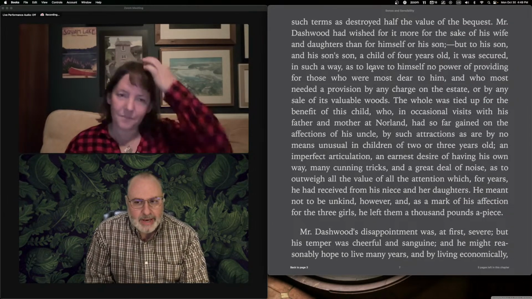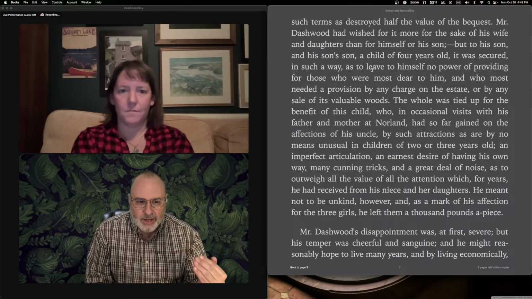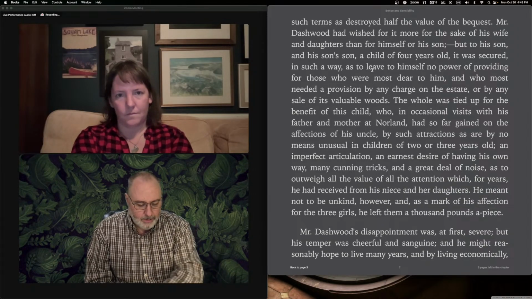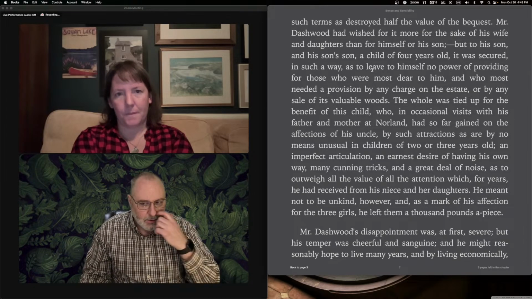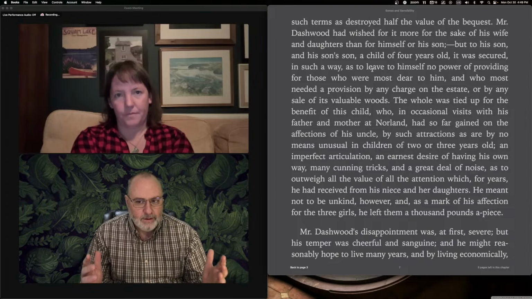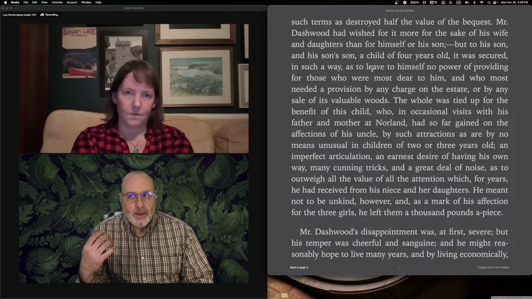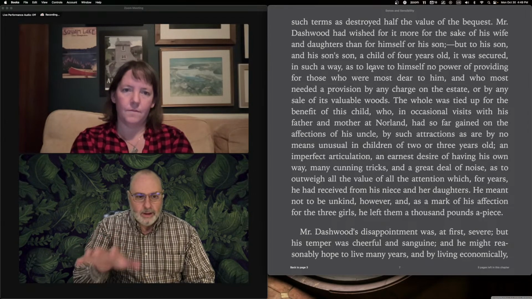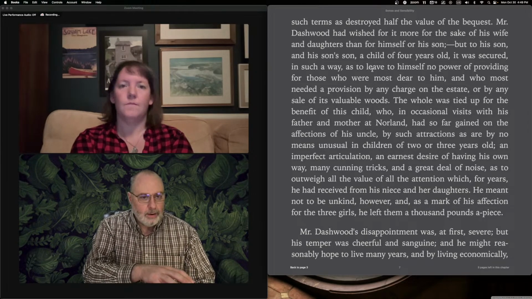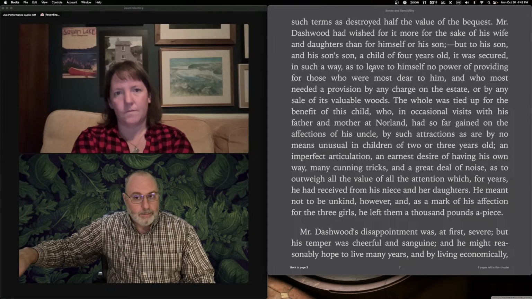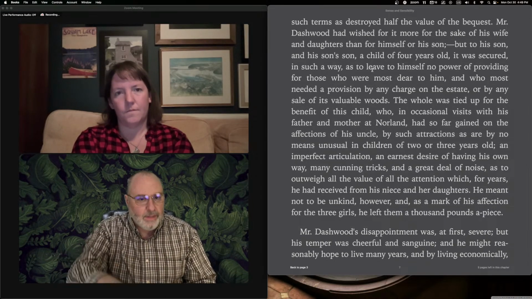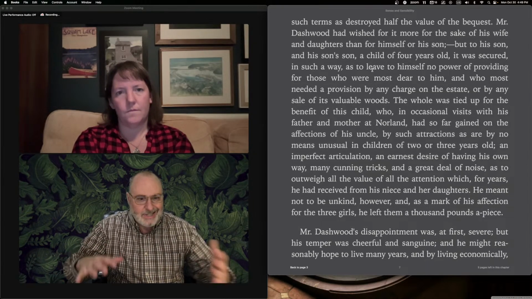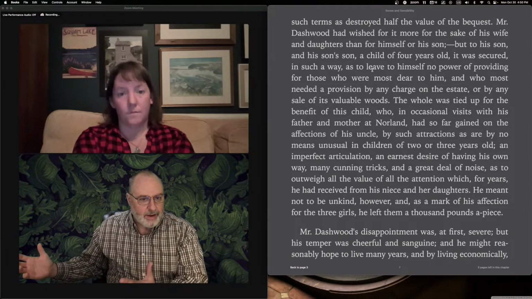No, but again, it's not just the laws of inheritance. He could have done more. It would have been one thing to say John gets Norland Park, but he didn't even have to do that. He could have allowed Henry, the father of the girls, to set aside large marriage portions out of the inheritance.